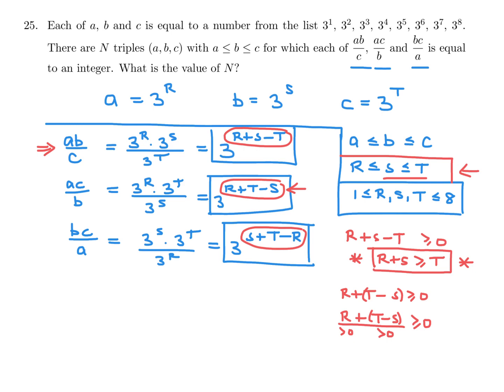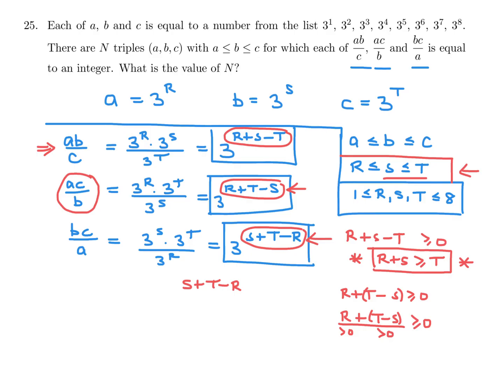So nothing really to do there. We don't need to, since it's always greater than 0, we can just be assured that this guy is always going to be an integer. So that's very nice. Okay, let's turn our attention to the last guy. The last guy is s plus t minus r, and we want that to be greater than 0.